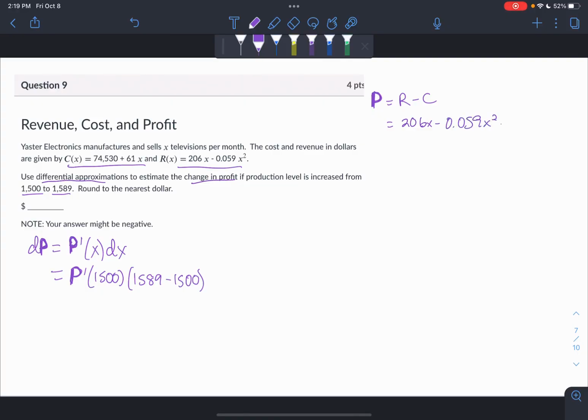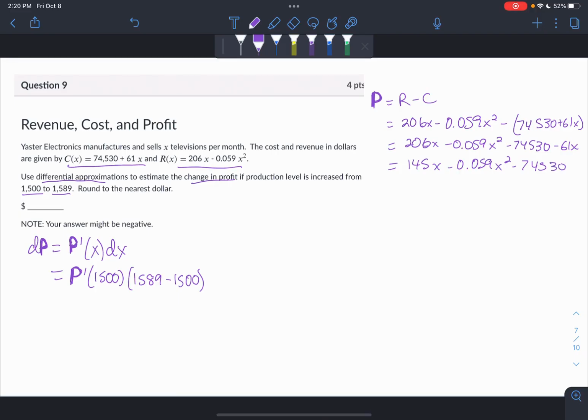Okay, plus 61x. So we can simplify a little if you want. Again, not necessary, but sometimes it makes things easier. And this becomes minus 61x because of this minus. And then you can combine 206x minus 61x to be 146x. And then I think that's as simple as we can get it. Oops, 3, 0.